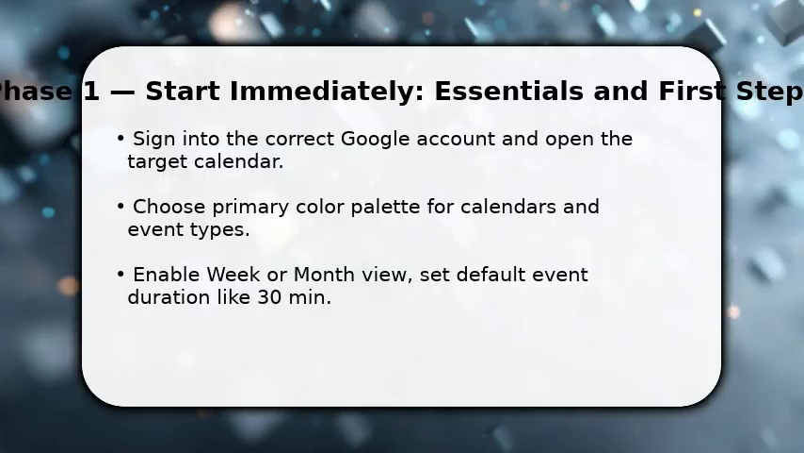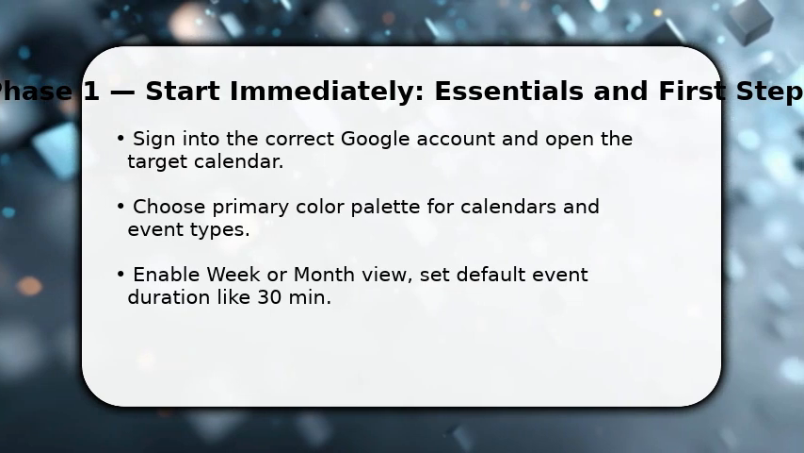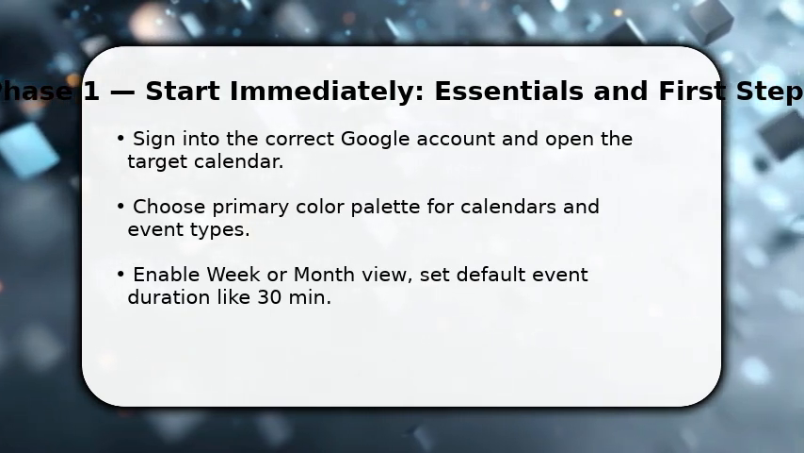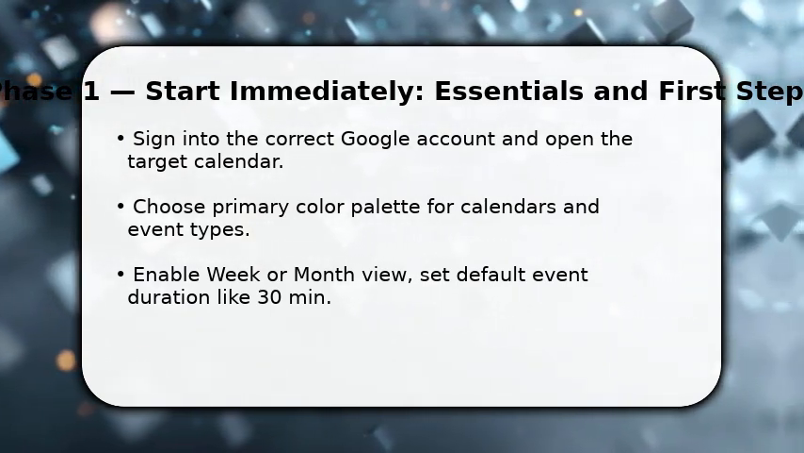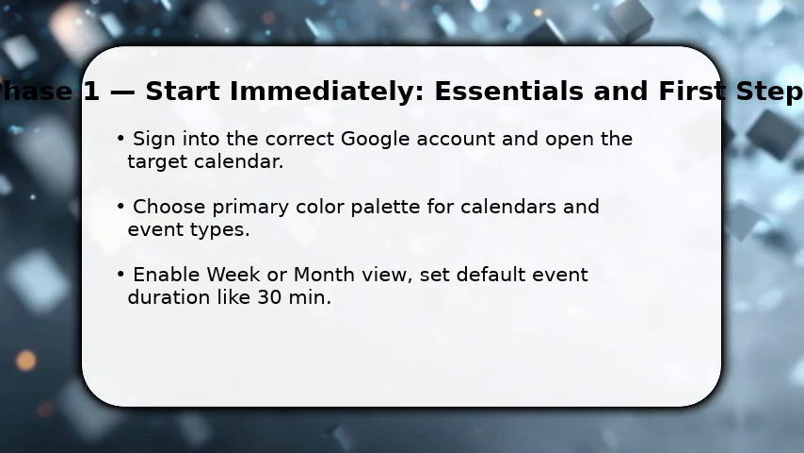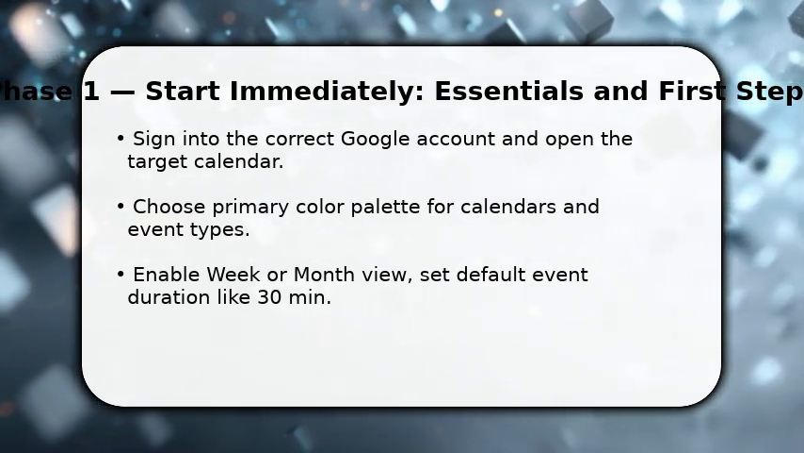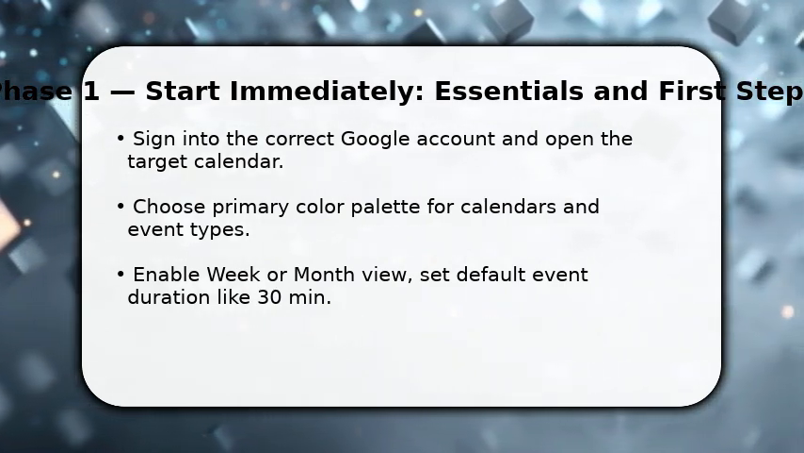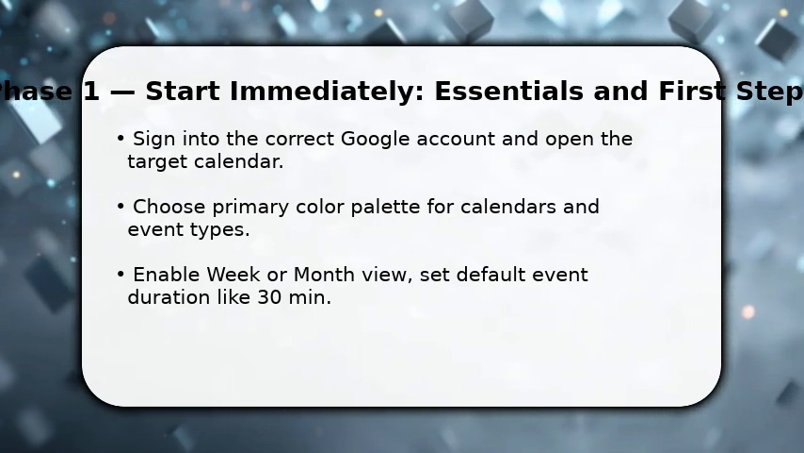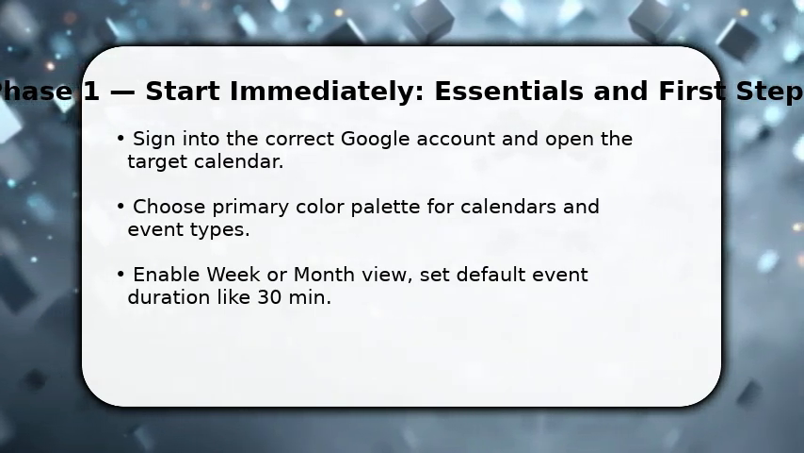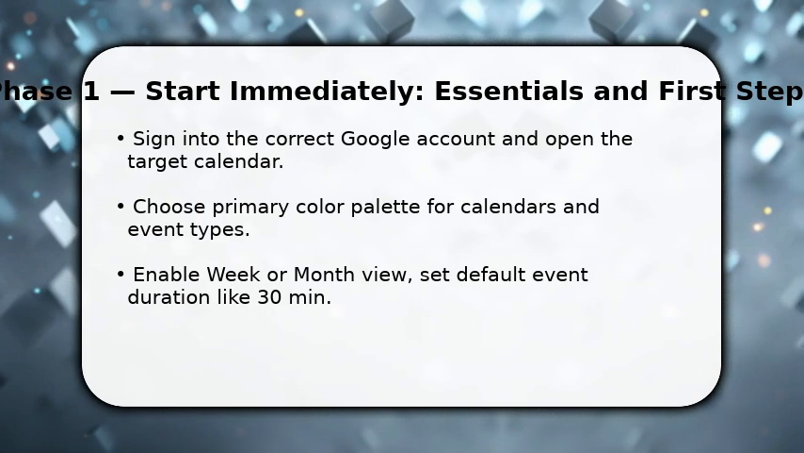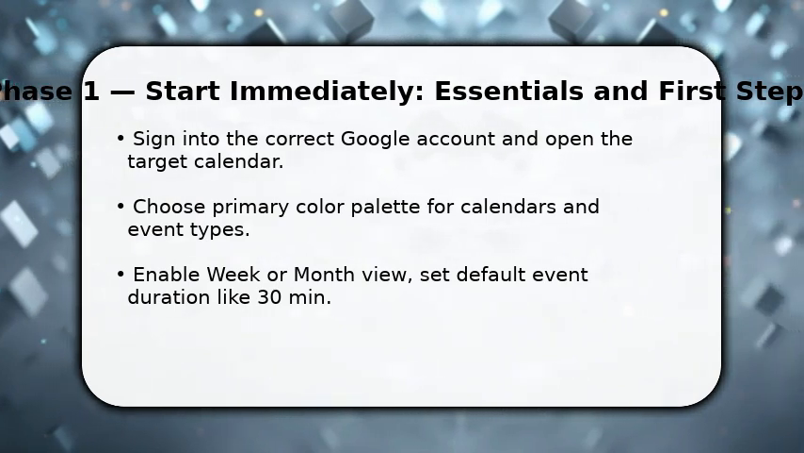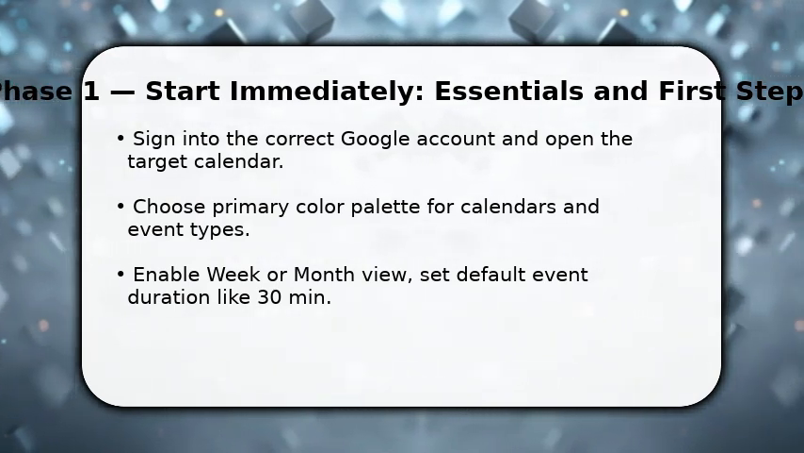You're signed in, so begin by selecting the calendar you want to style. This makes every change consistent across events. Next, pick a limited palette, 3 to 5 colors, and assign them to calendars or event types so your view stays readable. Once done, change the default view to week or month and set default event duration to 30 minutes. This immediately reduces clutter and gives you a clear canvas to apply aesthetic tweaks.